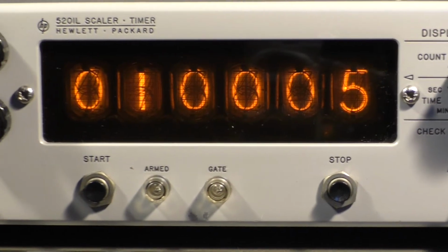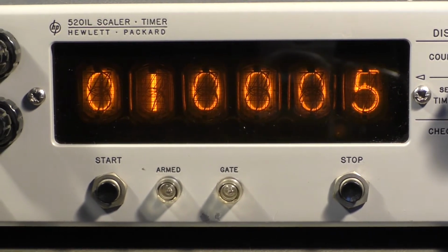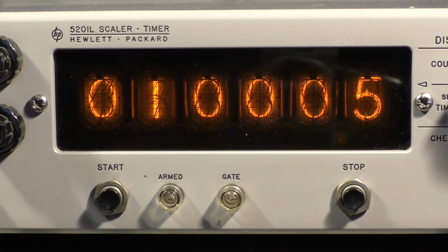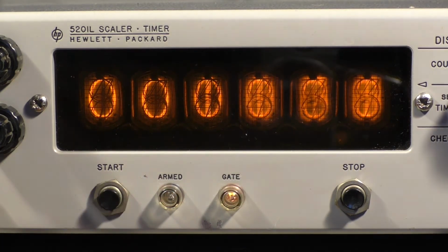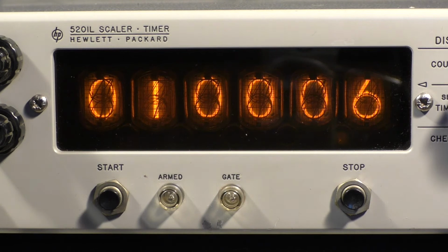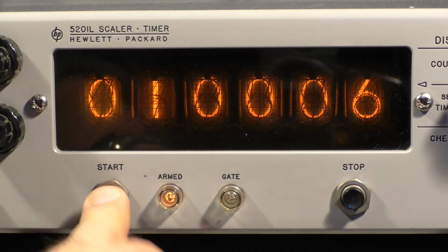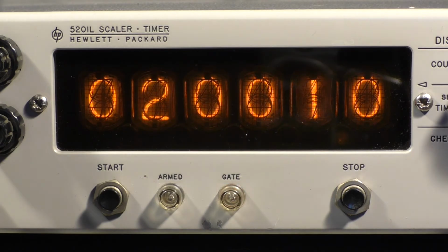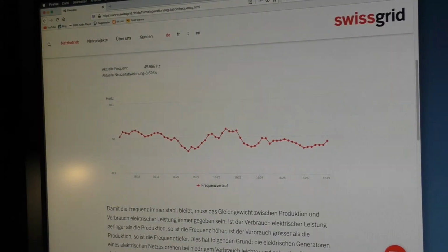But the problem here is this unit doesn't have a crystal source for the timer. It takes the mains frequency. And at the moment the mains frequency is a little bit low, so we're reading more pulses than 10,000. And you may probably wonder how I know that the mains frequency is a bit low.